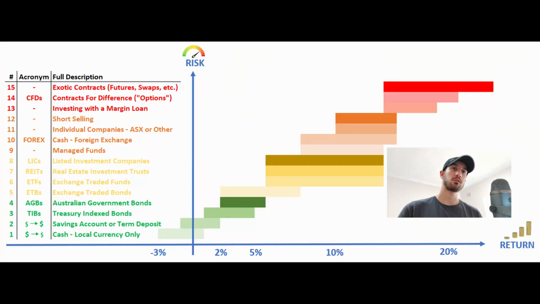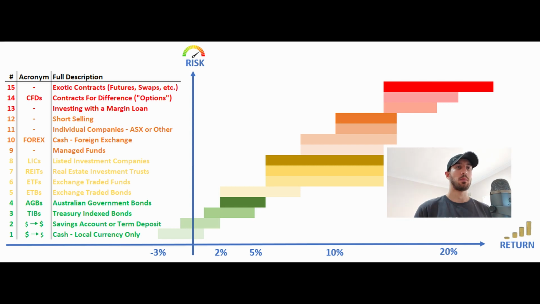So guys, in this video, I'm going to be covering a lot of different risk assets that you can invest in through your brokerage account on the stock market. So without further ado, let's get right into the graph here. As you can see, we have 15 different types of investments or methods of investing. They range from low risk, which is in the green, right up to very high risk type assets or ways of investing, which is in the red.